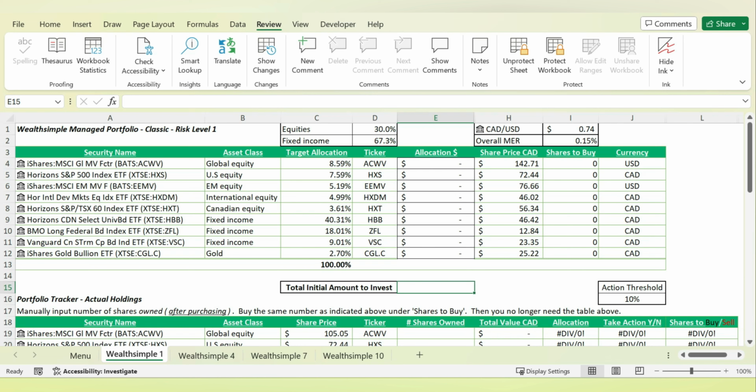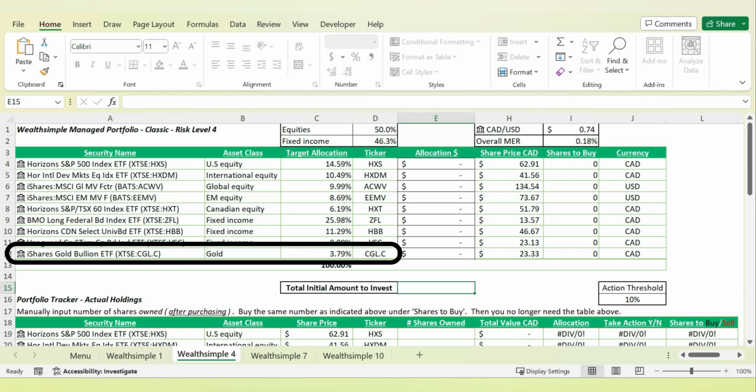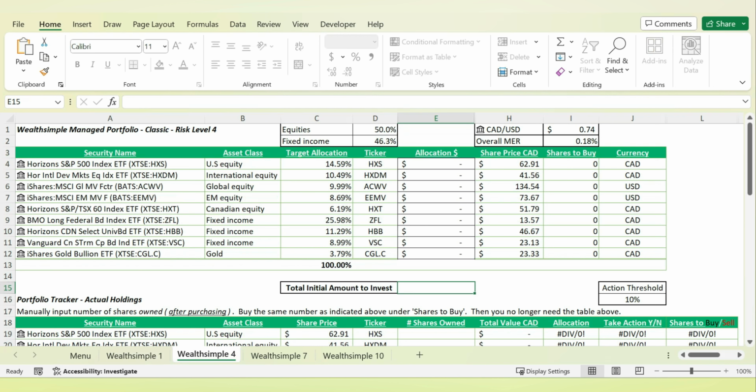Let's now hop over to the risk level 4 portfolio. This one would be widely considered a balanced portfolio in that it has 50% equities, fixed income is just under 50%, as they have a 3.79% allocation towards gold in this portfolio. All of the same ETFs that you saw in the previous portfolio, the classic level 1. The MER in this one has jumped up to 0.18%.